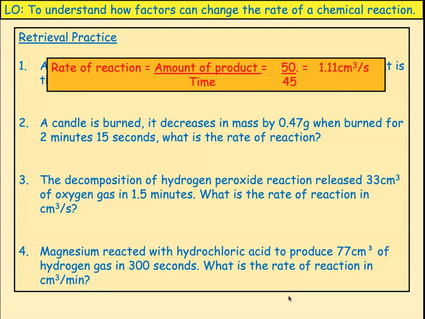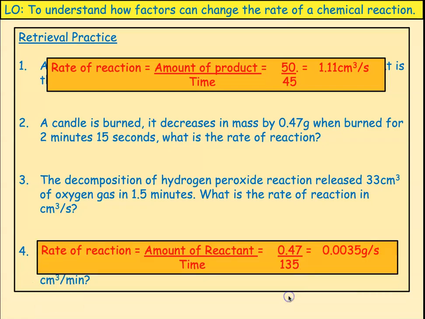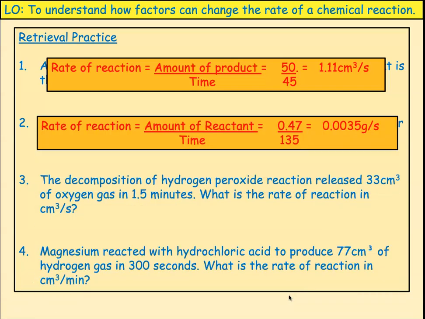Candle is burnt and it decreases in mass by 0.47 grams in 2 minutes and 15 seconds. And we have a problem there because we've got 2 units present. So we need to convert that to seconds. So that is 135 seconds. So we've got 0.47 divided by 135 gives us 0.0035 grams per second.